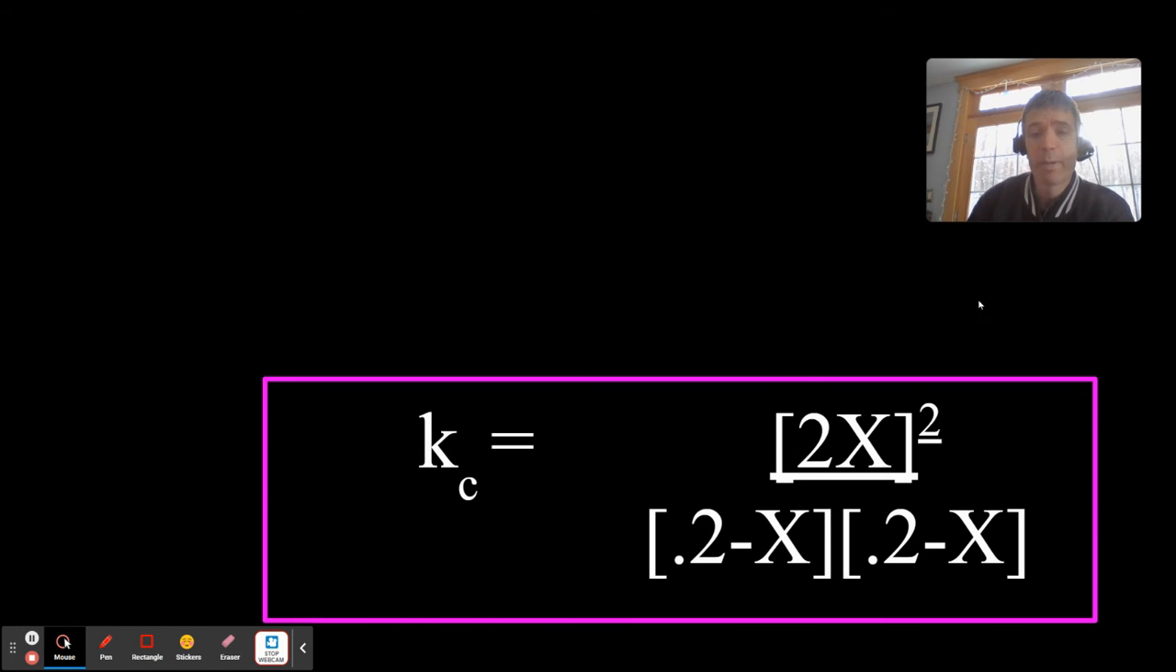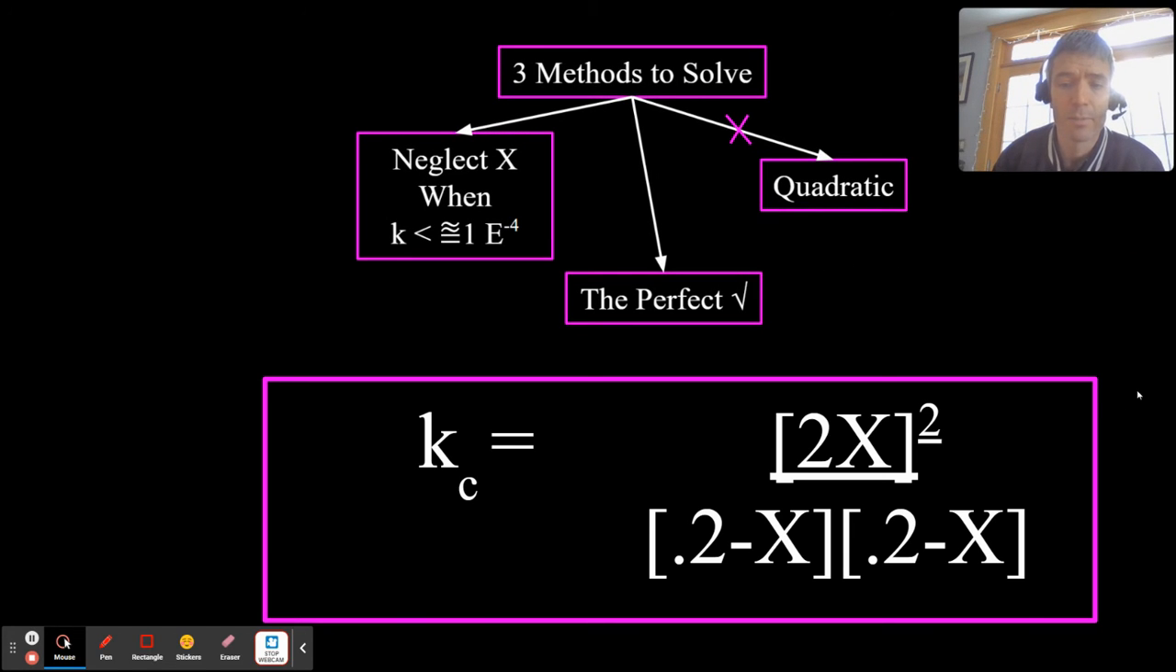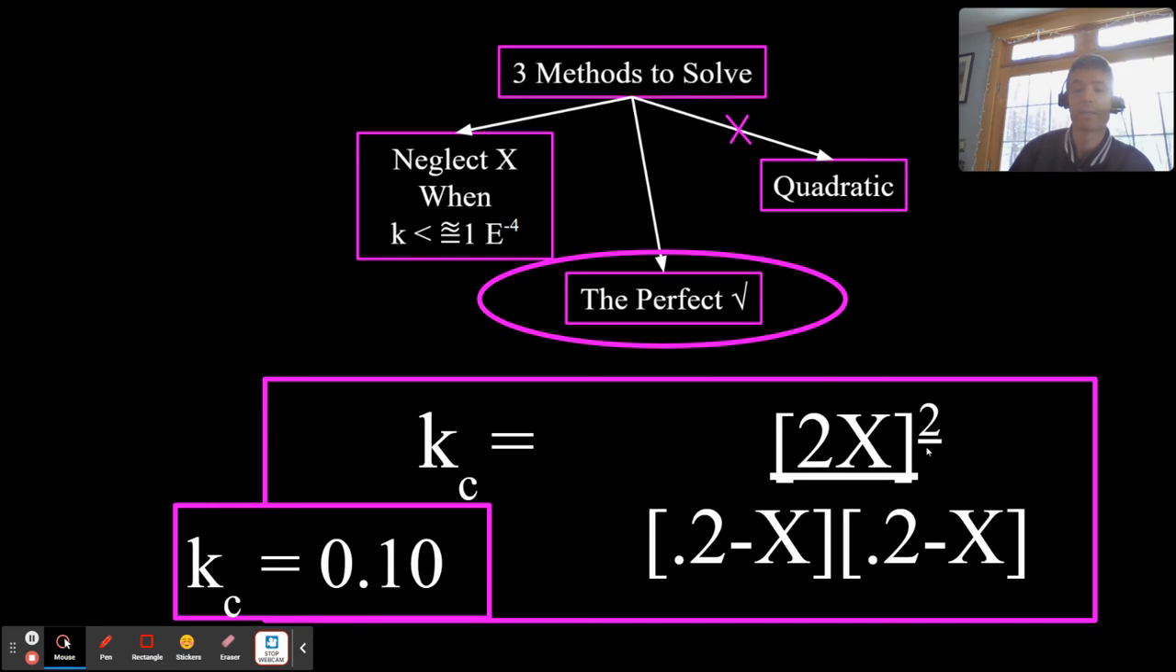Now, here's my equilibrium expression. The next thing we need to consider is which method we're going to use. You need to know your K value. If you look in the problem, the K value was this. You can see that this is a lot, about 1,000 times greater than this. So we're going to have to use the perfect square. Is this a perfect square? The answer is yes, so we can use this method.